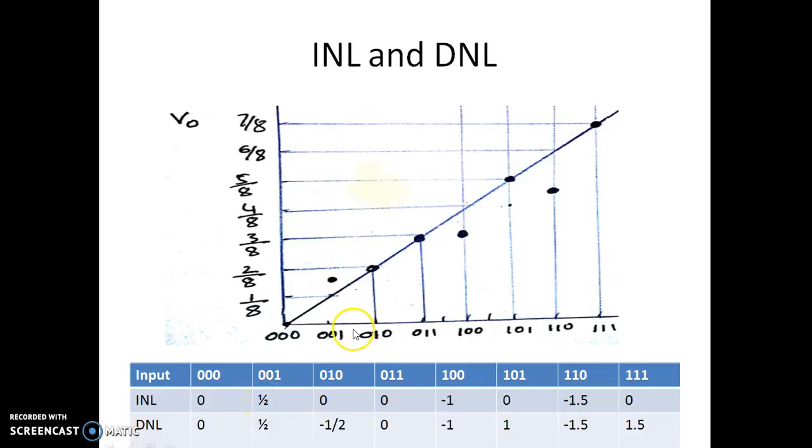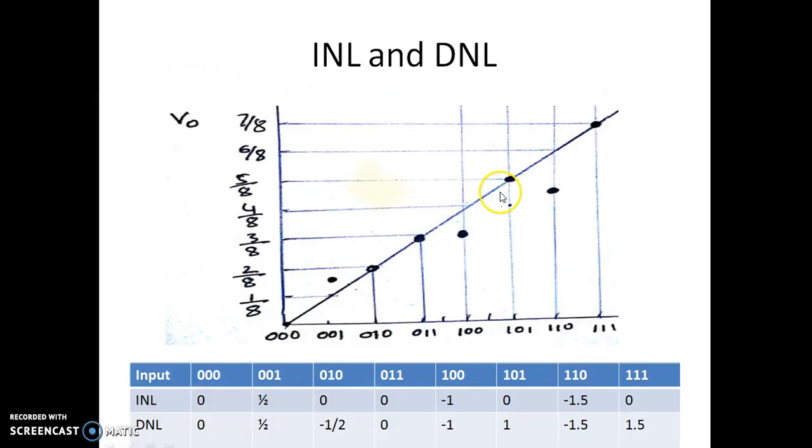For 010, the output is as per the expectation, that's why there is no INL. For 011 also, the output is as per the expected, so that's why there is no INL. And for 100, we have the output voltage 1 LSB less, so that's why it is minus 1.